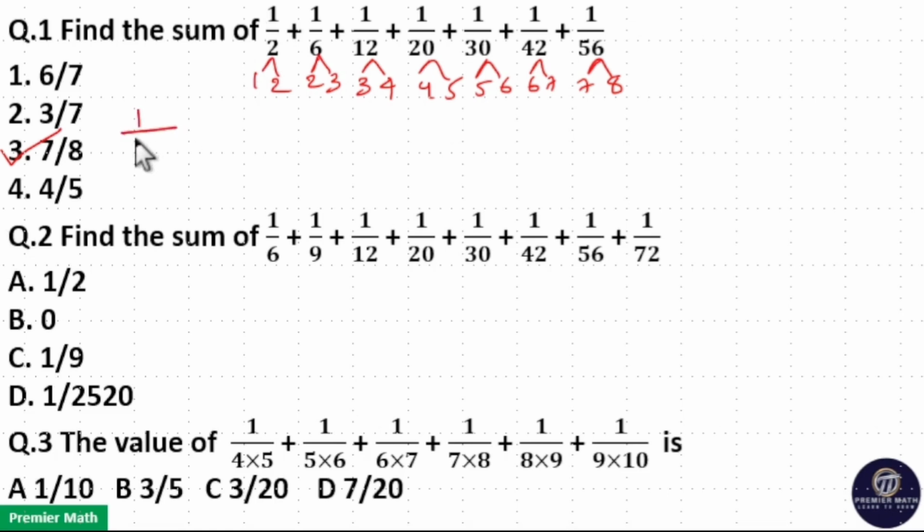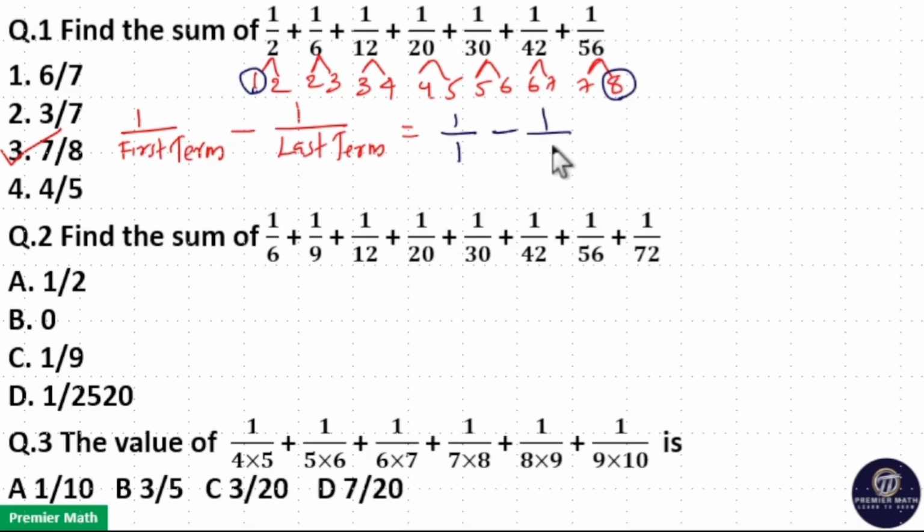Then in that case, your answer will be 1 by first term minus 1 by last term. If the series is like this, your answer is 1 by first term minus 1 by last term. Here first term is 1 and last term is 8. So 1 by 1 minus 1 by 8. So your answer is 7 by 8.